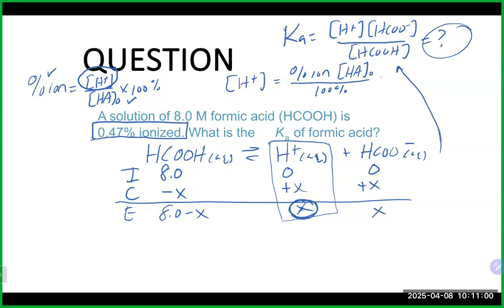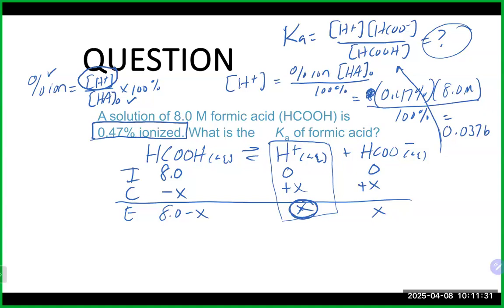So putting in our numbers here, we have 0.47% times our initial concentration, which is 8, divided by 100%. That's going to give us our H plus concentration, and in this case, that will get us 0.0376.